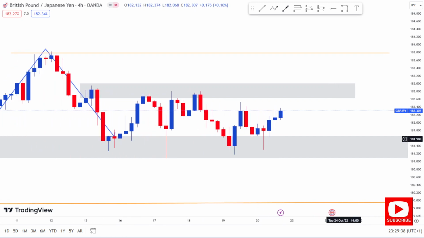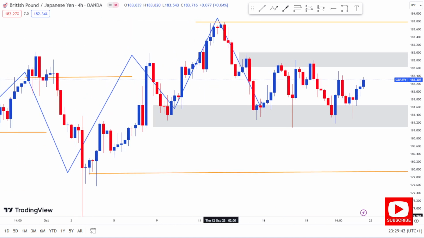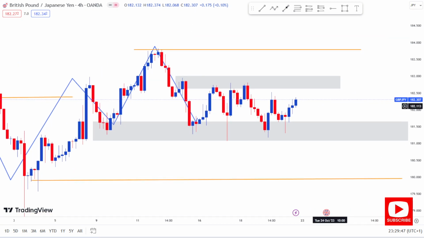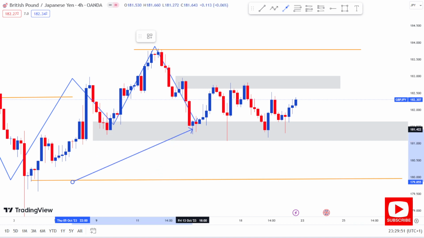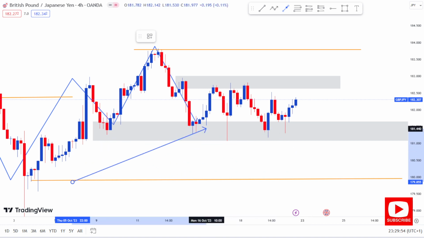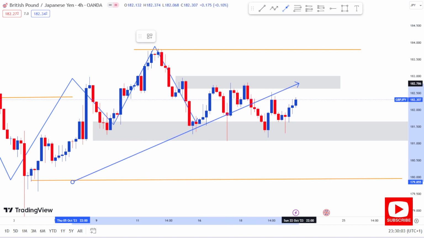So this is the 4-hour time frame. We can see clearly that those zones were correct. Here, 1, 2, 3, 4, 5. We have like 5 touches right here. Then for the resistance, we have 1, 2, 3, 4. We have 4 touches right here. Then we don't know what the price will do right here.